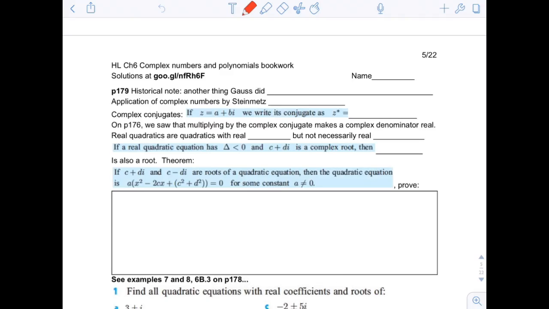Page 5 of Chapter 6, Complex Numbers and Polynomials for HL.